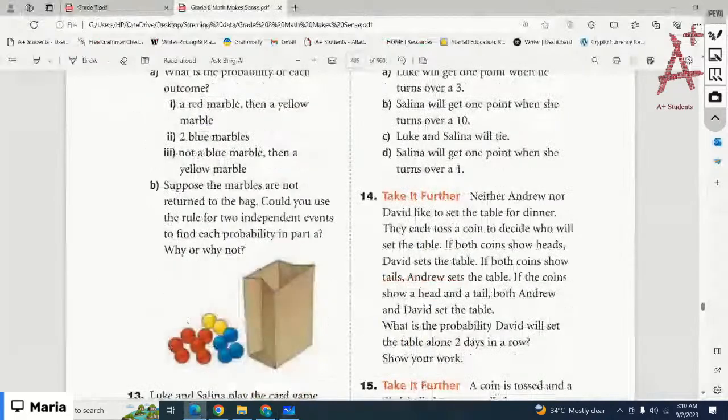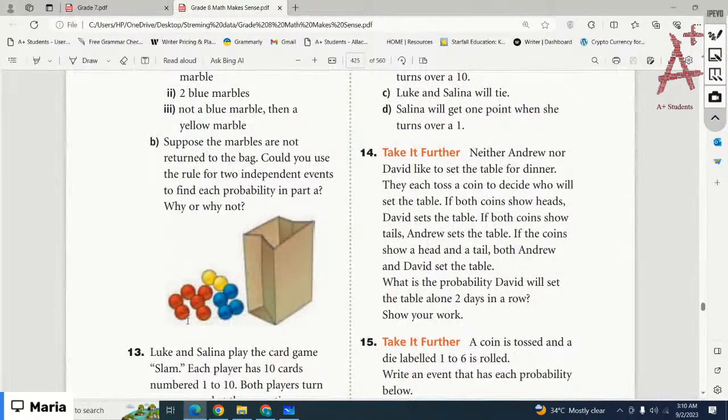The B part is: suppose that marbles are not returned to the bag. Could you use the rule of two independent events to find each probability in A part? Why or why not?